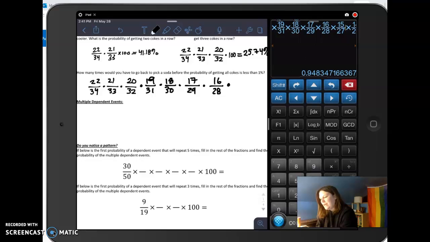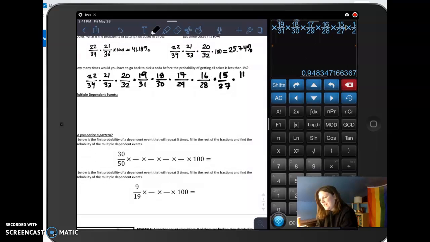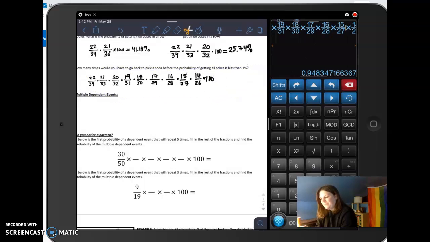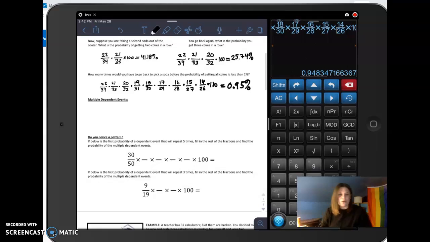And you can see on my calculator, it took me quite a while to get below 1%. And I had to keep going down and multiply by 100 over here. Good practice, good calculator practice. And so you can see I got down to 14 over 26, and that finally put me over the edge with 0.95%, which is less than 1%.